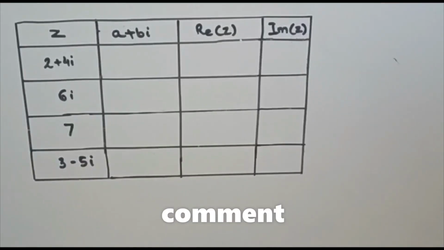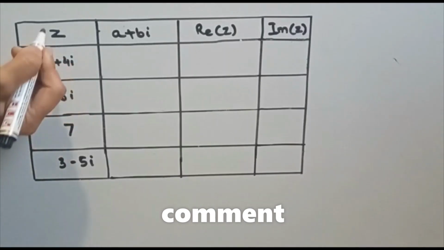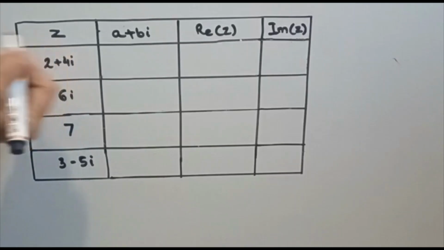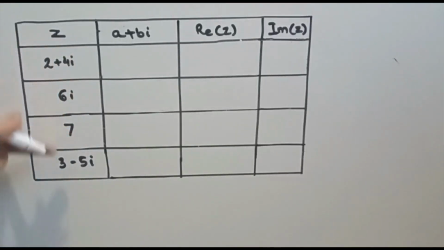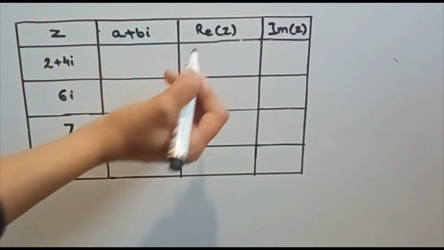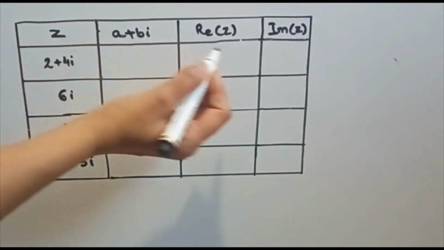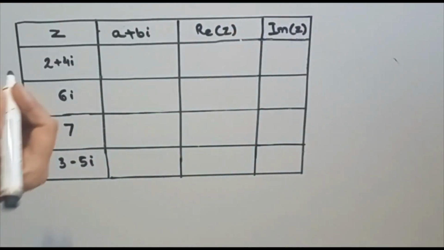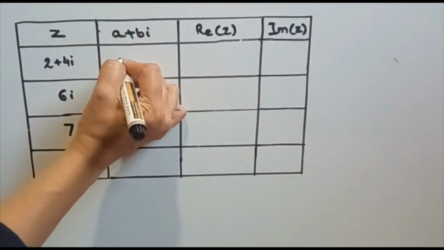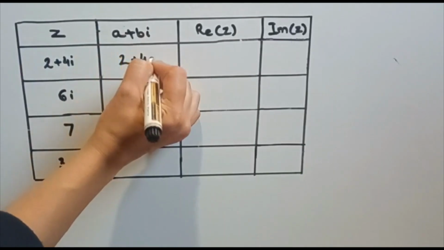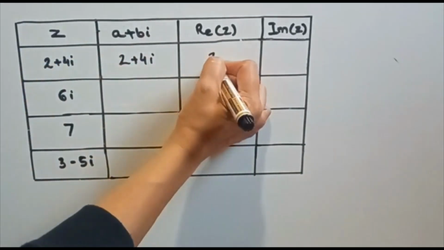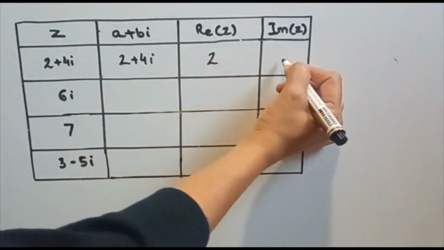In this table, we have given some numbers. See, z is the notation of a complex number. Some complex numbers are given. We have to write these numbers in the form of a plus bi. Then we have to write their real term and imaginary term. 2 plus 4i is already in the form of a plus bi, so we will write it as it is. The real term is 2 and the imaginary term is 4.